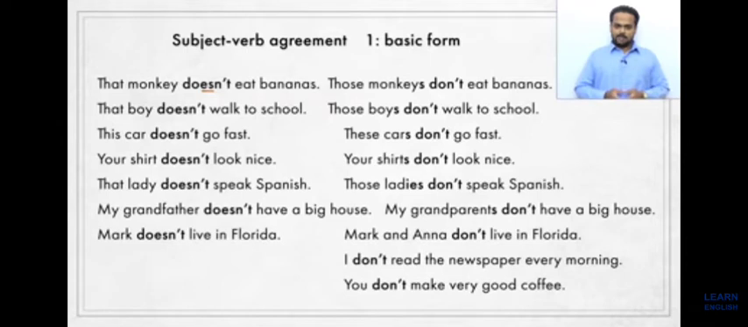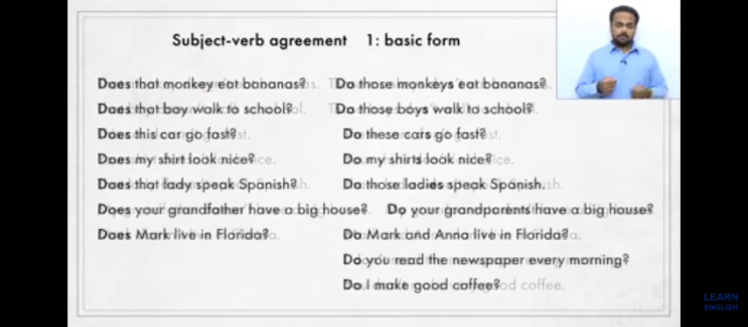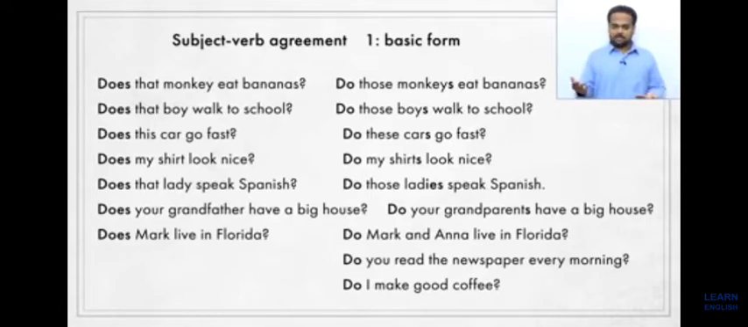So remember that to make negative sentences, we use does not with singular subjects and do not with plural subjects. Similarly, to make questions, we use does singular and do plural. Does that monkey eat bananas? Do those monkeys eat bananas? Does that boy walk to school? Do those boys walk to school? Etc. You can pause and read the others if you want.